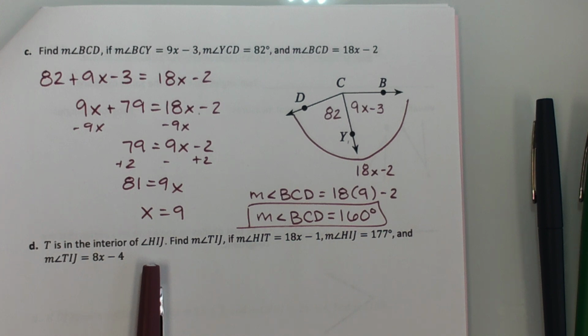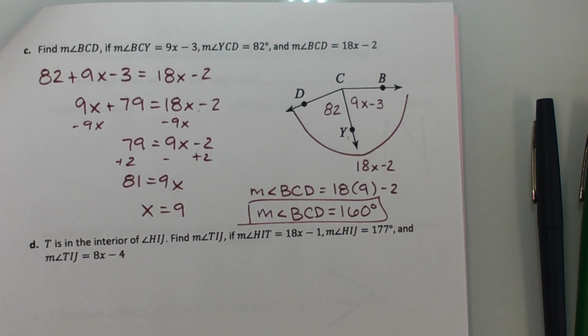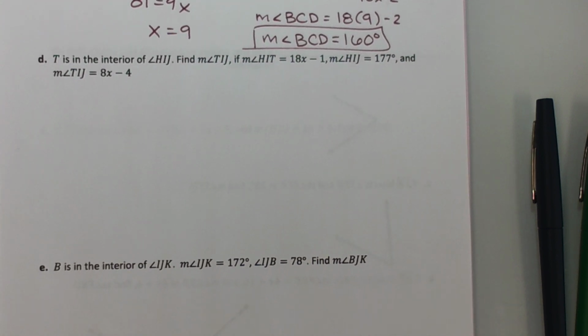Now, we're looking for BCD, which one do we plug back into? BCD is 18 times 9 minus 2. And that's what a calculator's for. Just type that entire thing into the calculator. What do we get? 160. Good math.